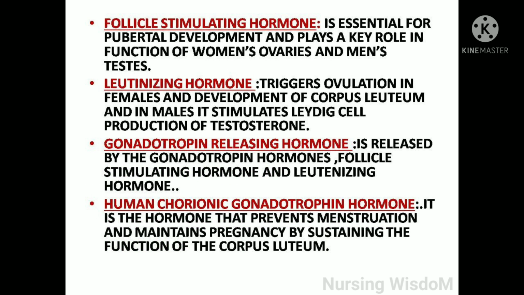Follicle stimulating hormone is essential for pubertal development and plays a key role in the function of women's ovaries and men's testes. Luteinizing hormone triggers ovulation in females and development of the corpus luteum, and in males it stimulates Leydig cell production of testosterone. Gonadotrophin releasing hormone stimulates the release of the gonadotrophin hormones, follicle stimulating hormone and luteinizing hormone. Human chorionic gonadotrophin hormone is the hormone that prevents menstruation and maintains pregnancy by sustaining the function of the corpus luteum.